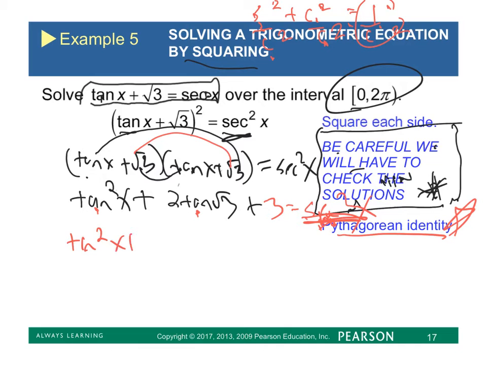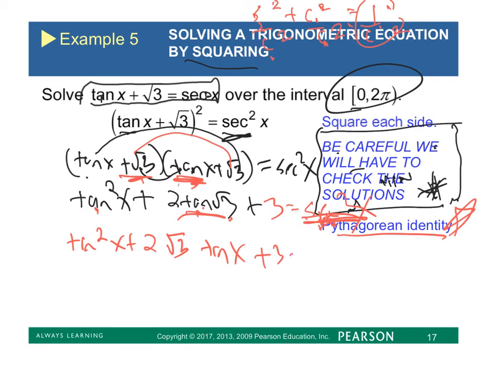Tangent squared x plus 2 tangent x times the square root of 3. You know what? Let me put that number in front. Tangent of x is multiplied by the square root of 3, so why don't I put that 3 in front? It's 2 square roots of 3 tangent of x. There's 2 of them. That looks better.